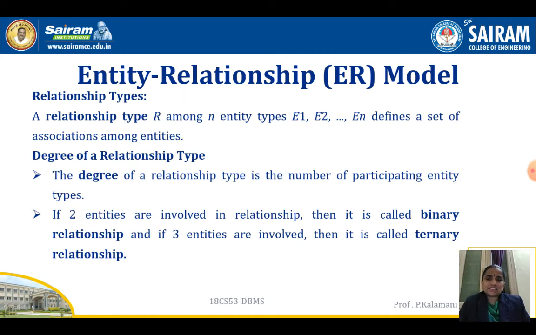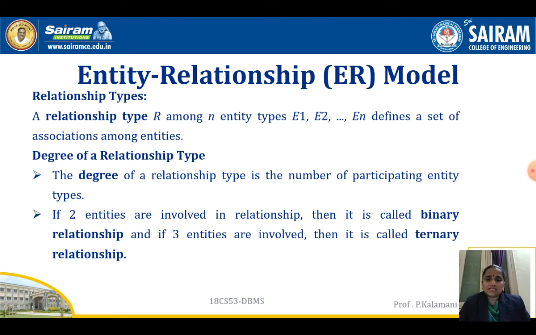Next, relationship types. So already we spoke about entities and attributes. Entity means the real world object. For example, student, faculty, all those things are entities. Attribute means the properties of an entity. Next, relationship. Relationship means the association among the entity types.